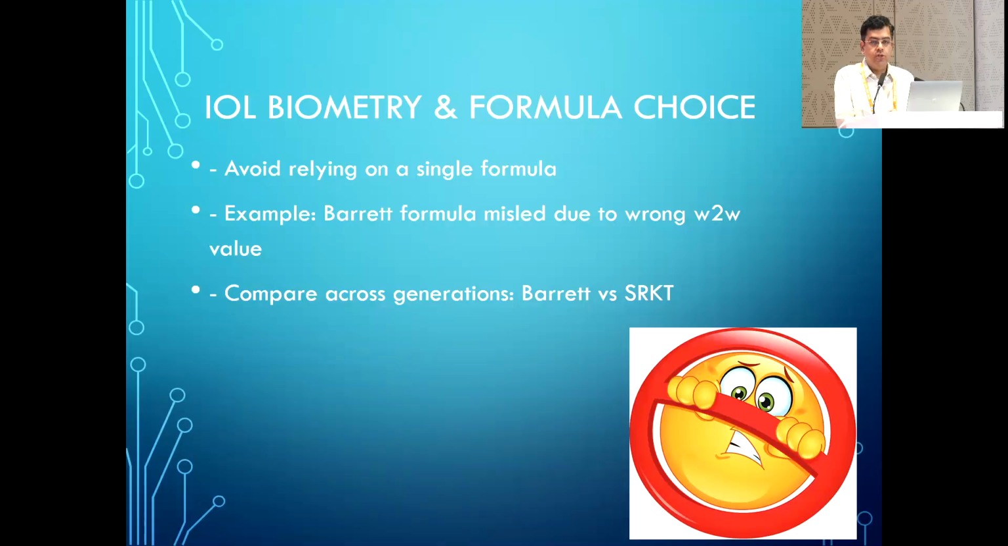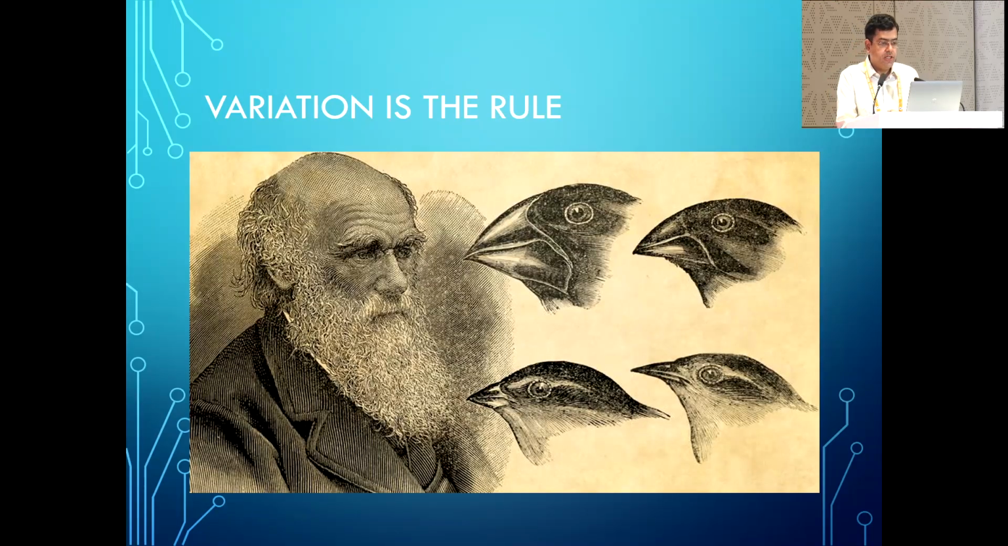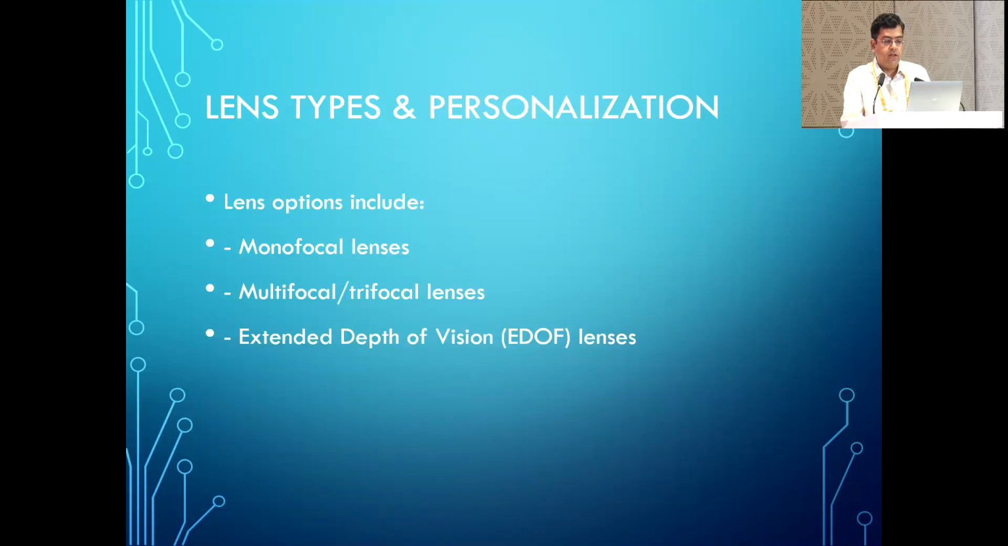So always don't get stuck to higher-end formulas. Always look at SRK/T also, just to make sure that we are closer to normal with any of the current generation, the second or third generation formulas. In any patient or any eye, within patients, variation is the rule, as Darwin told.